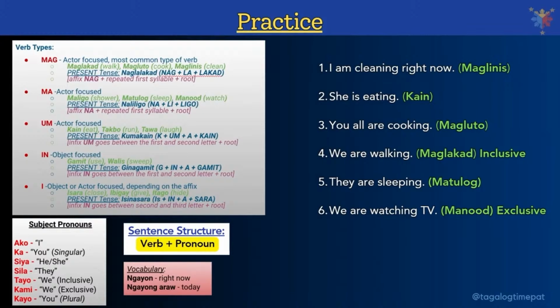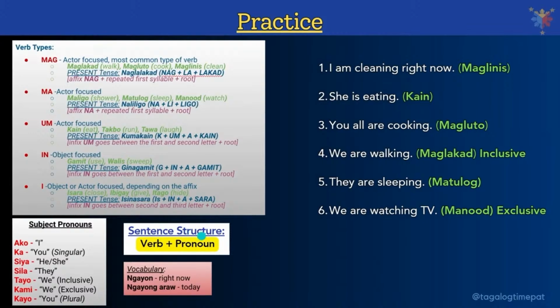Number 4, we are walking. Maglakad, inclusive. Number 5, they are sleeping. Matulog. And number 6, we are watching TV. Manood, exclusive. So let's do number 1 together just so we are all on the same page.